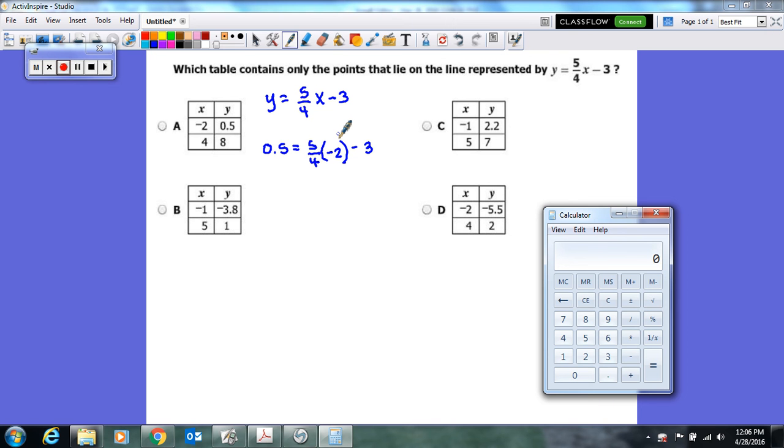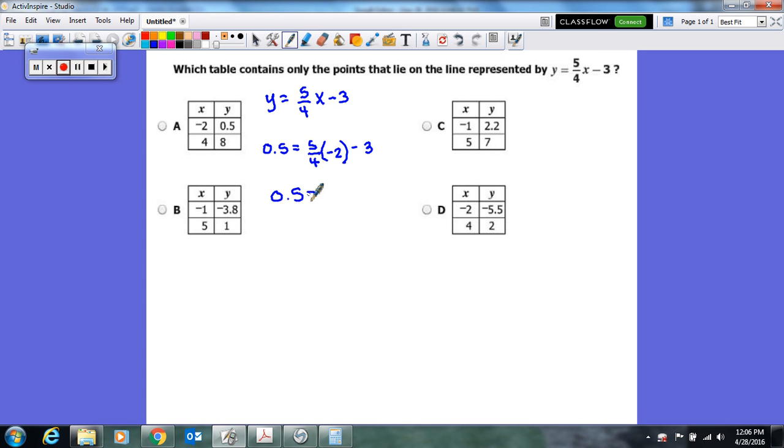Let me try that again. 5 divided by 4, and then I'd multiply that by -2, giving me -2.5, and then I subtract 3 from that, and that gives me -5.5. So does 0.5 equal -5.5? Nada. So it tells us that this table, this first ordered pair, does not work, and we can cross this one off. Okay, let's try the next table.